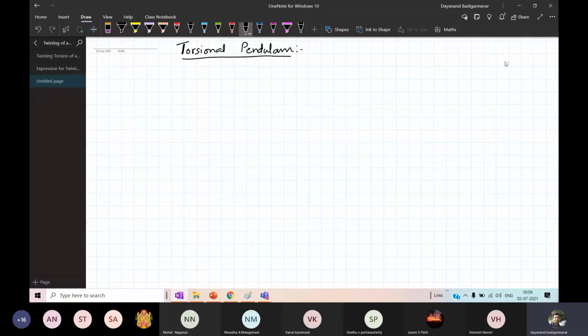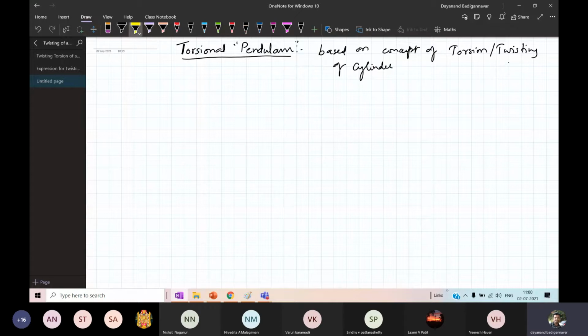So this is the torsional pendulum. This is based on torsion oscillations, based on the concept of torsion or twisting of a cylinder. This is a pendulum. It clearly says that it is a pendulum. Pendulum means you have already seen a simple pendulum, which is executing simple harmonic motion. But this pendulum is different.